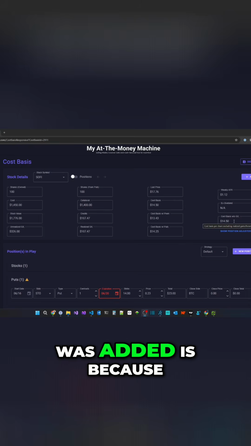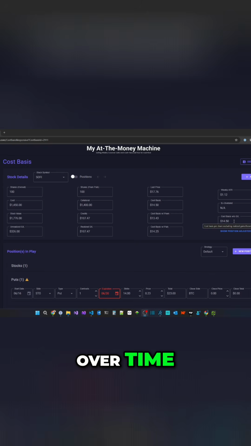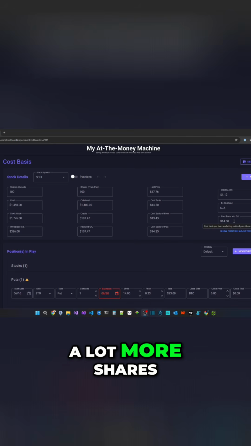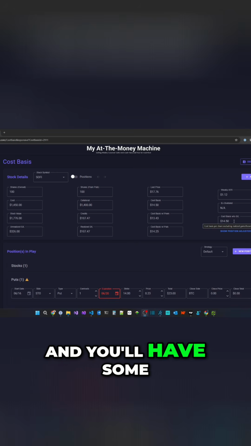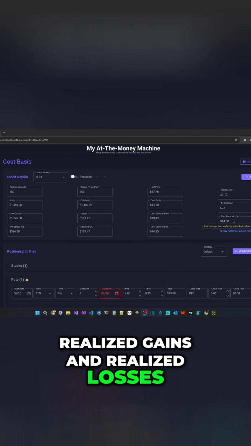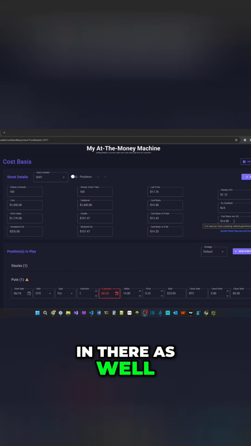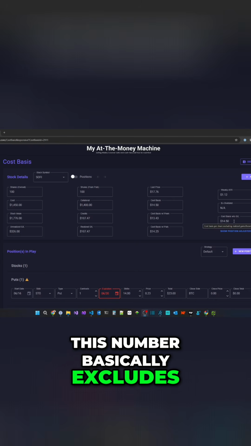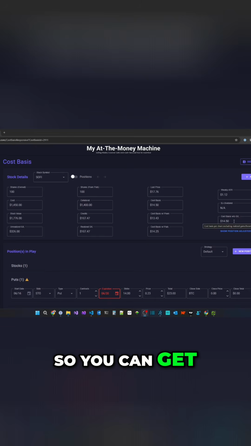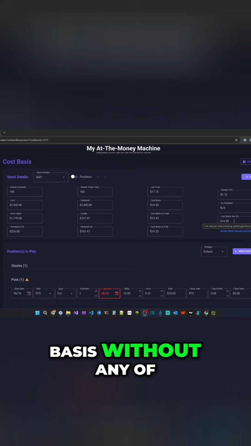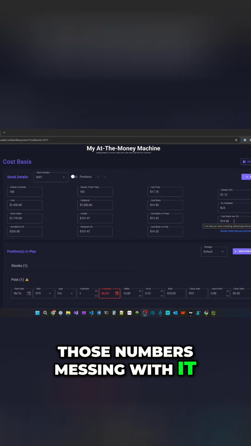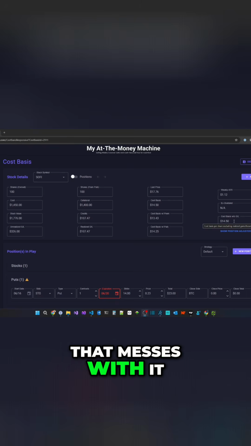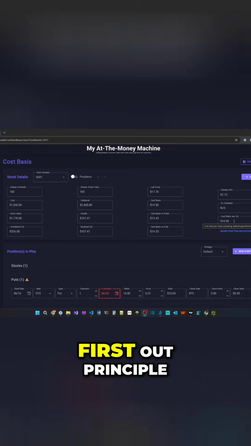The reason why this was added is because over time, you'll buy and sell a lot more shares, and you'll have some realized gains and realized losses in there as well. Well, this number basically excludes the gains and losses so you can get a straight up cost basis without any of those numbers messing with it. And the reason why that messes with it is because it's following a first in, first out principle.